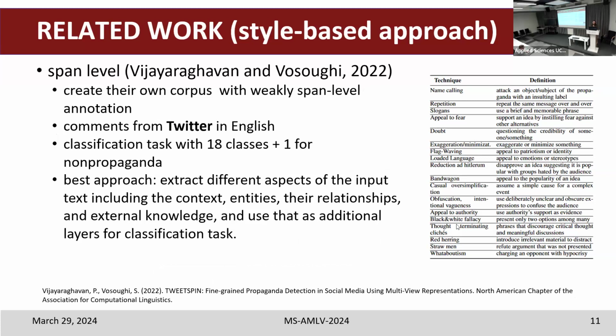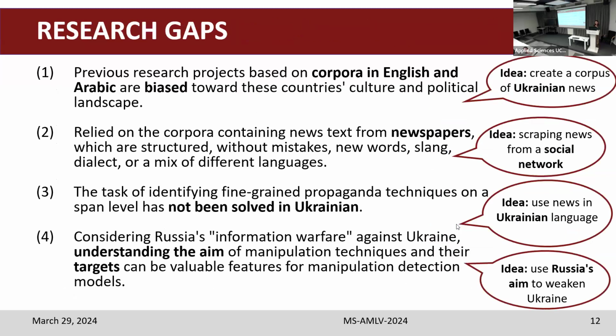Also, I would like to introduce the recent work on the same approach, but which was applied to comments from Twitter in English. The authors also claim that if you extract different aspects of the data, including the context, entities, their relationships and external knowledge, and add it as an additional layer for the classification task, it could improve any model's performance.